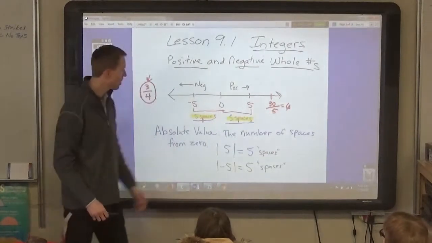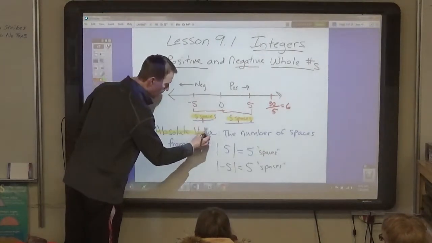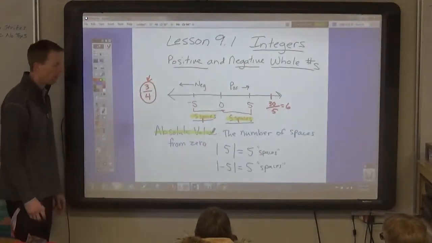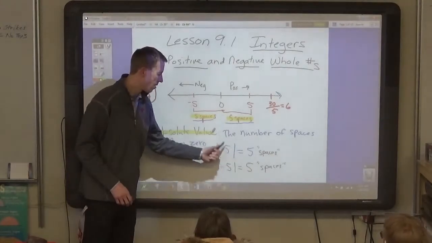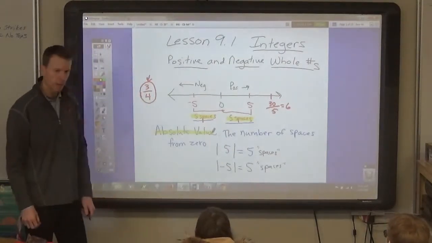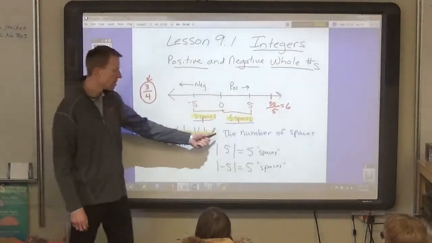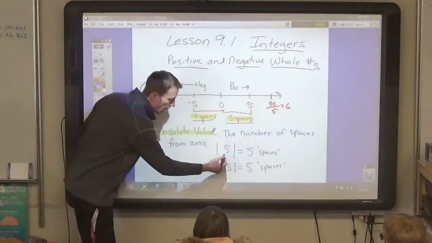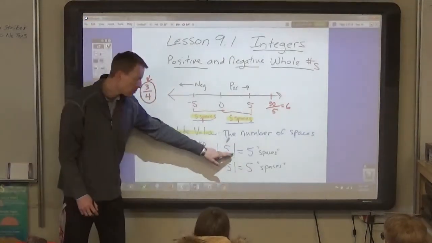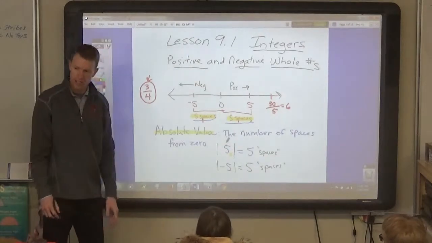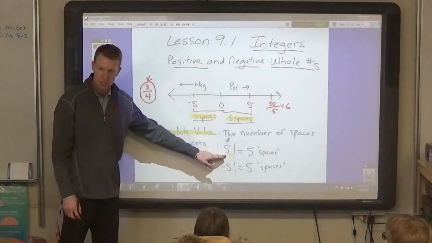Okay? Now let's talk about the next concept. The next concept is called absolute value. Anything inside of these bars is talking about the number's absolute value. Absolute value is the number of spaces that whatever is inside of these bars is from 0. So, how many spaces is this number from 0? 5.